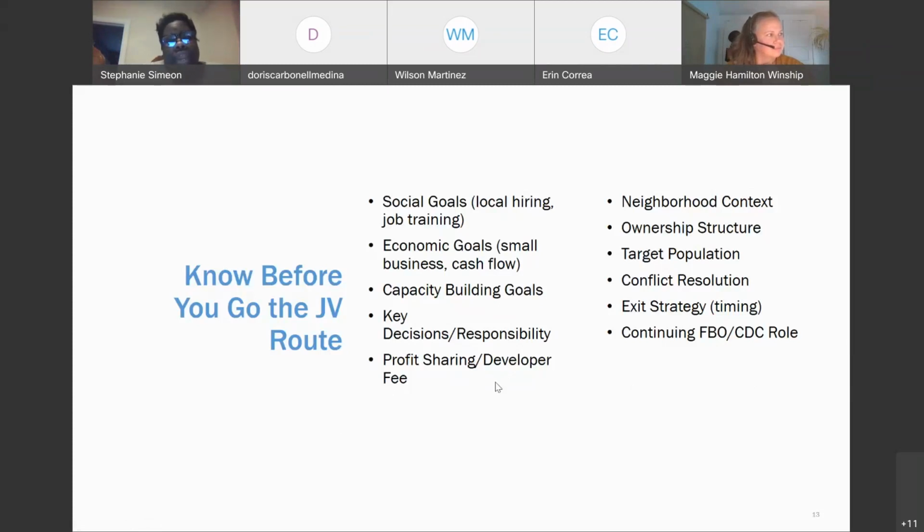So what are we trying to get together for? How are we going to make decisions? I know we talked about decision trees, profit sharing. Are we going to do a shared developer fee? So in some cases, it's 60-40, 60 being the organization with the more experience, or the organization that can take on more of the financial burden. Is it within a neighborhood context? One thing I would say for those of you who are representing communities of color, that neighborhood context, you have to be strong on that.